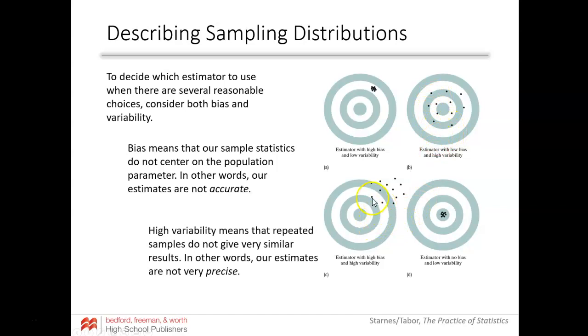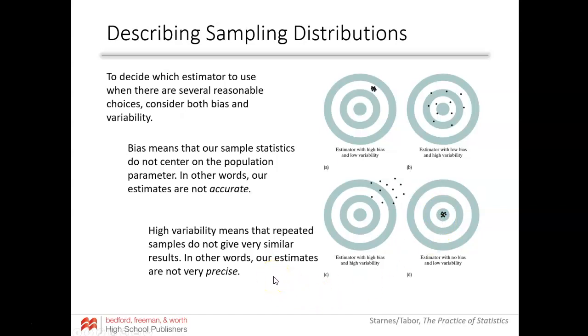Over here, this example is neither precise nor accurate. It's not even close to where it's supposed to be for accuracy, and it's not precise because there's still a lot of variability. And then finally, you get the bullseye. This is a measurement that is both precise and accurate.